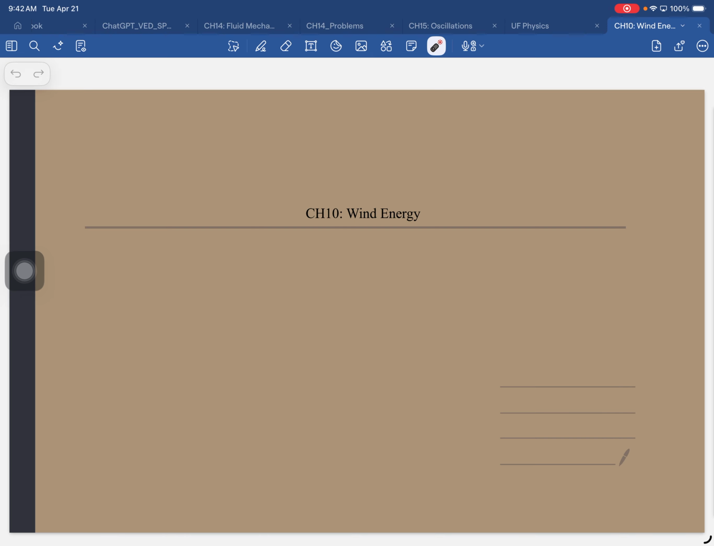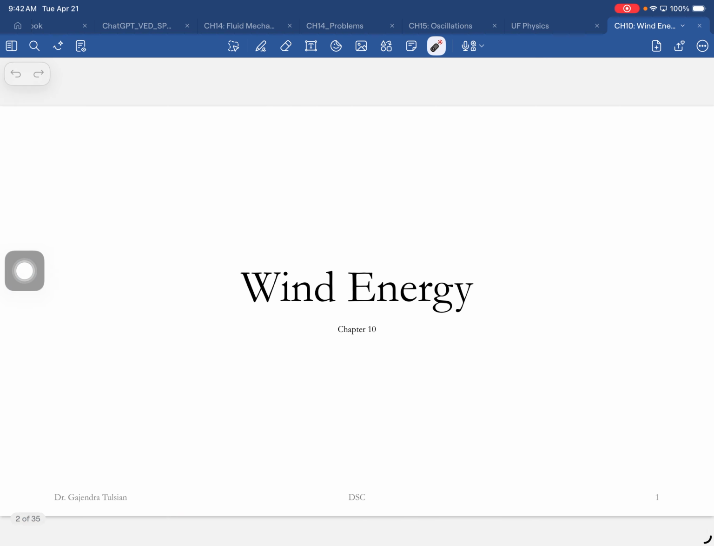Now today what we're doing is we're studying windmill. The wind is turning the blades of a windmill, which is turning this thing. And we're producing electricity. All right, so that's what we're studying today. So wind energy.